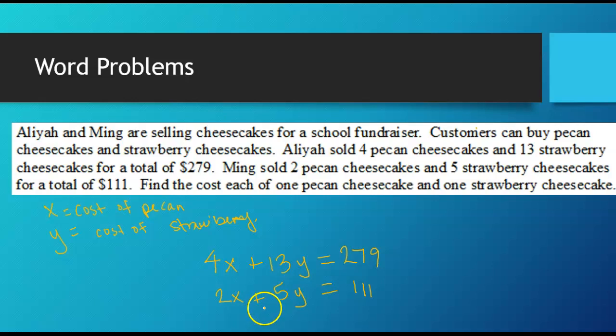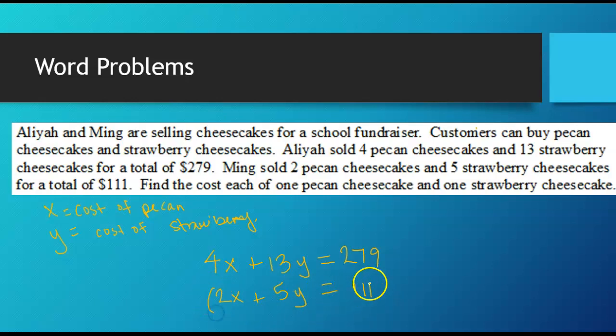Now, I could use substitution here or elimination. Either one would work. If I wanted to use substitution, I would have to first rearrange one of these equations so that X or Y was all alone on one side of the equation. Okay, I'm actually going to use elimination here because I see that 4 is a multiple of 2. So I'm just going to go ahead and multiply the bottom equation by -2, right?